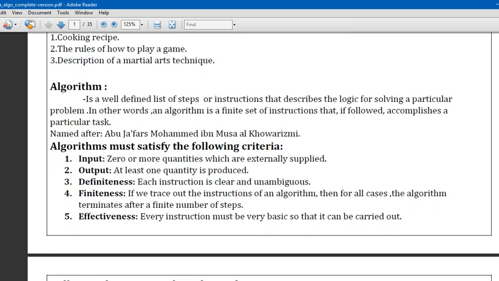Now, first of all, we need to know what an algorithm is. This definition is by this person. Algorithm is a well-defined list of instructions that describes the logic for solving a particular problem.